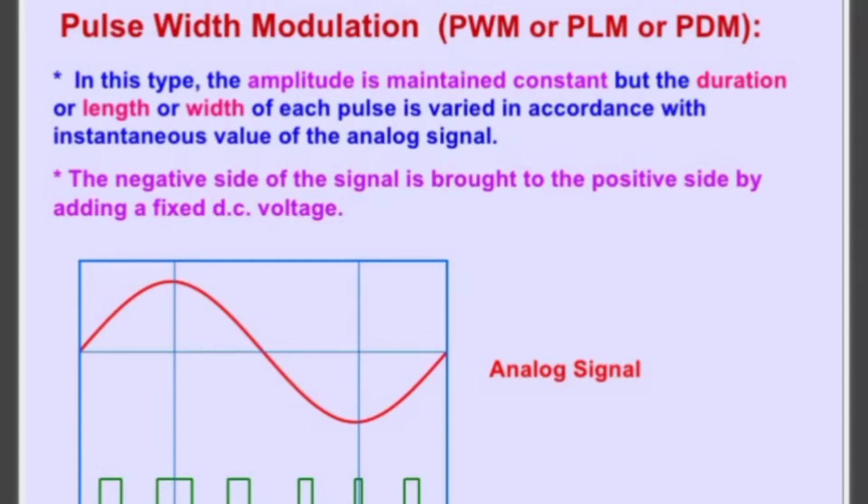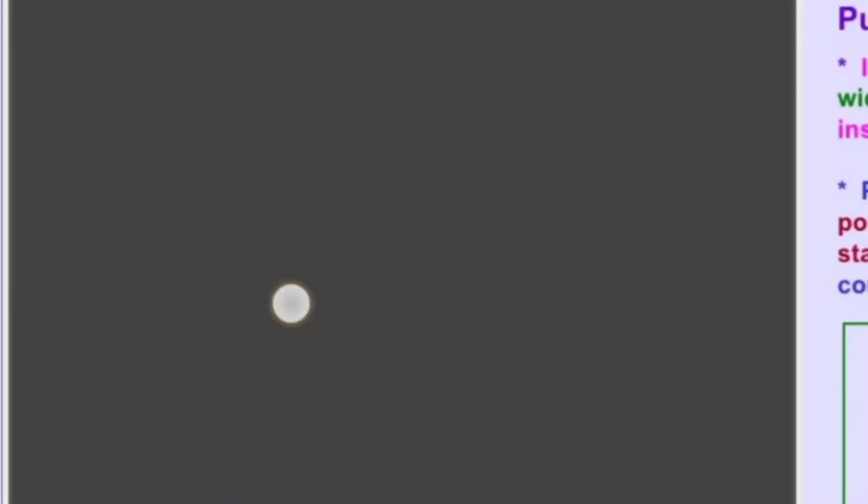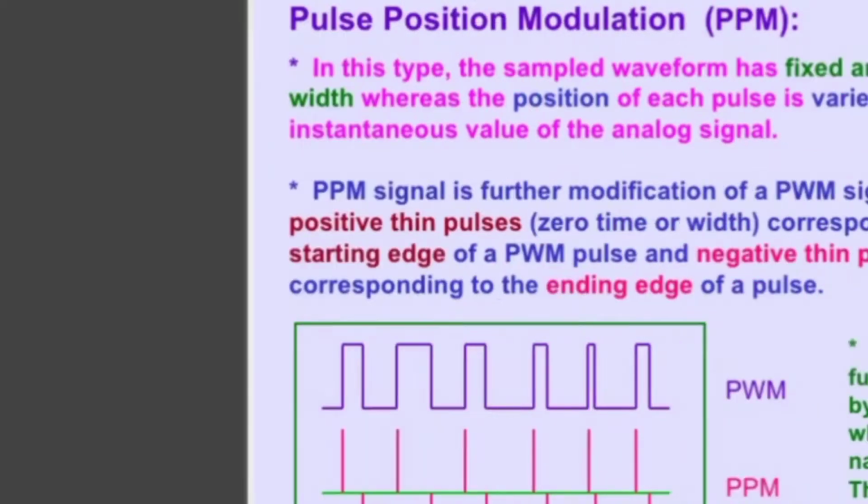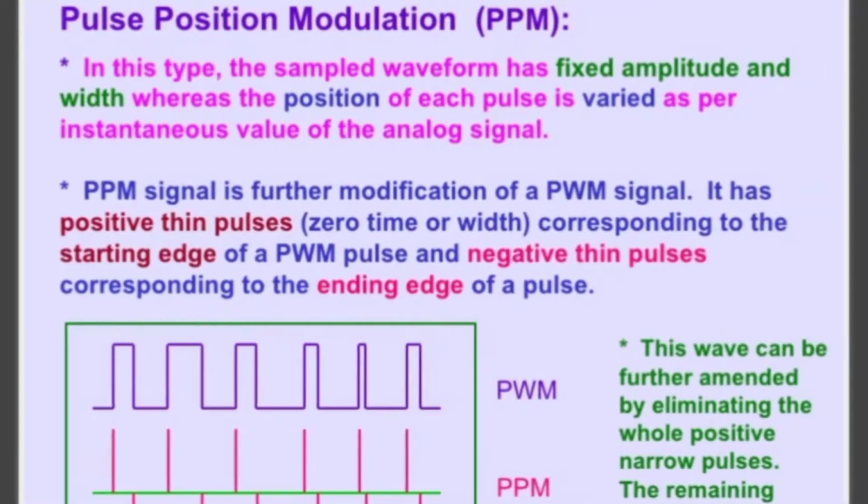You can see the diagram with the analog signal. After that, the width of the modulated pulses is in green color. The negative side of the signal is brought to the positive side by adding a fixed DC voltage. That is something we have to remember. Coming to pulse position modulation, PPM. In this type, the sampled waveform has fixed amplitude and width, whereas the position of each pulse is varied as per the instantaneous value of the analog signal.